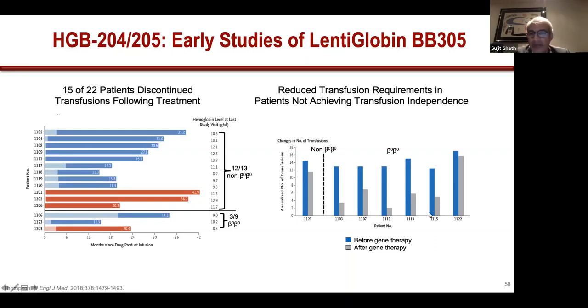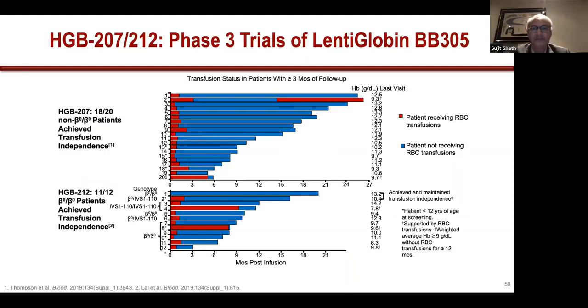You can see here that even individuals who did not become transfusion independent did have a reduction in transfusion requirement, which was quite significant, except for this one patient here. You can see all of these patients who did not achieve transfusion independence did have a reduction in transfusion requirement as well.